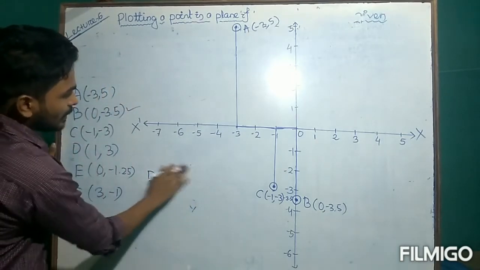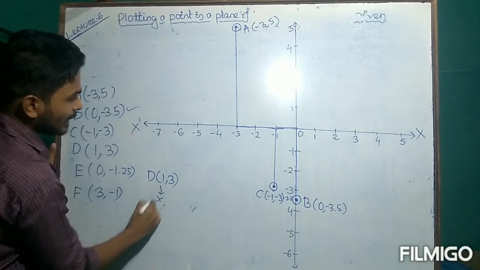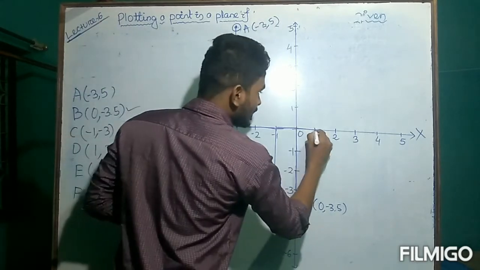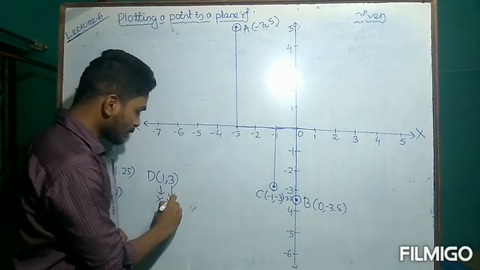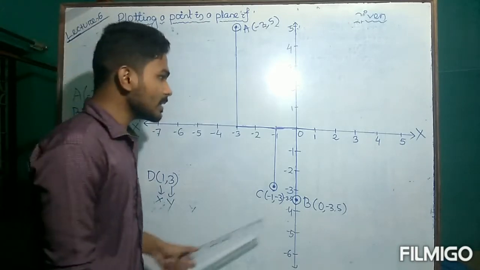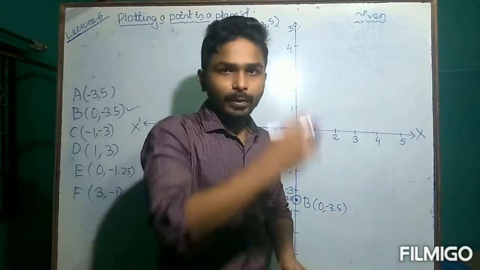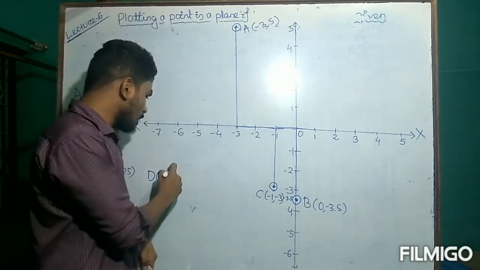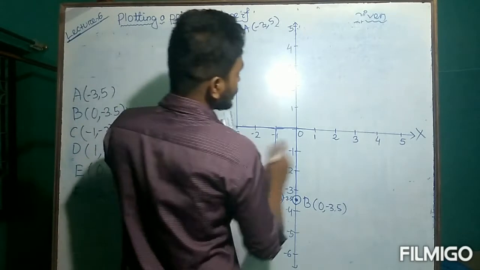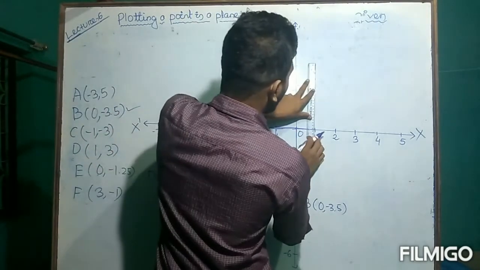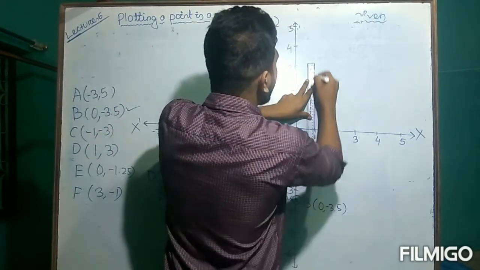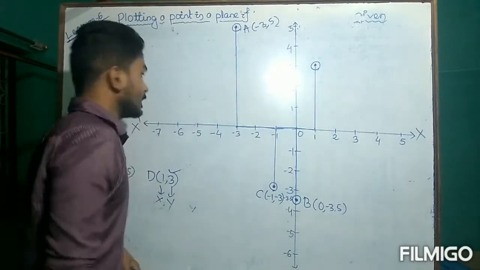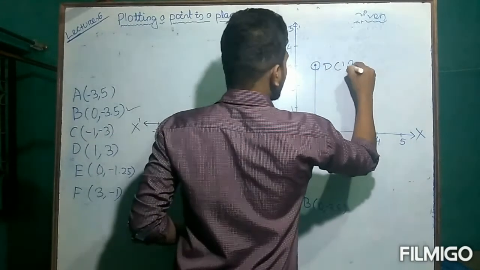Next, the point D, 1, 3. Since the x coordinate has a positive value, you have to cover 1 unit, so this. Next, the y coordinate has a positive value and you have to cover 3 units. It means you have to draw the perpendicular distance towards the upward direction, the positive direction of the y-axis, to cover 3 units. So this is your 1 unit. Now from 1 unit you have to move upward in the graph paper. So this is your point D that represents 1, 3.